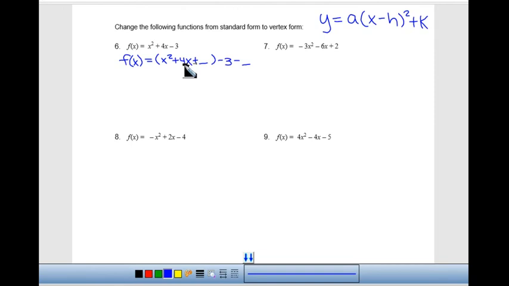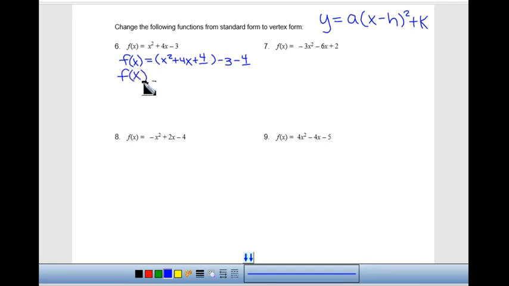So if I take the number 4 and I half it, I get 2. When I square that answer, I get 4. I'll add the 4 on the inside, subtract it on the outside. The reason we add on the inside and subtract on the outside is to keep things balanced. Basically, these numbers negate each other, which means we have not actually changed the problem.